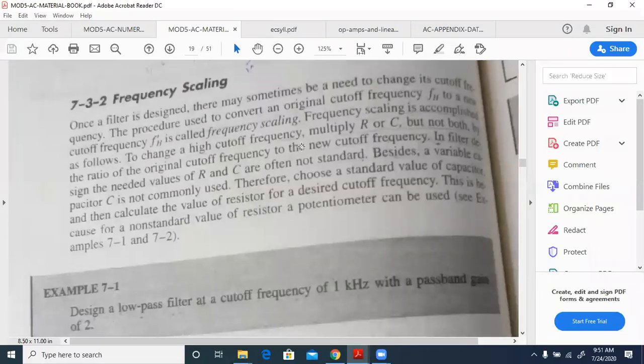should be multiplied by the ratio of the original cutoff frequency to the new cutoff frequency. That is, to either R or C, you multiply FH by FH dash. Then you will get the filter with that resistance for the frequency FH dash, that is FH by FH dash into R, or either R or C. You can multiply not both of them to get the new filter, right?